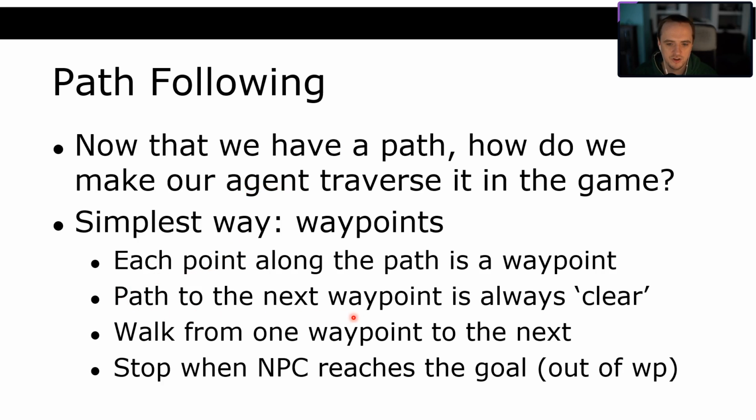So the path to the next waypoint we've pretty much defined as always being clear. So our waypoints have to be visible to each other. That is one stipulation on the waypoint. So we can always walk from one waypoint to the next waypoint. And then as we go through the waypoints, we can stop when the NPC reaches the goal.